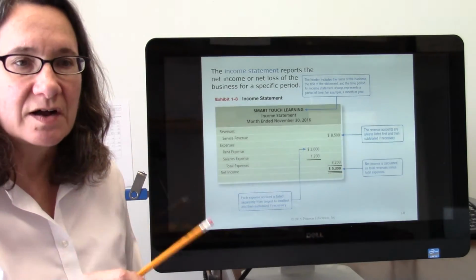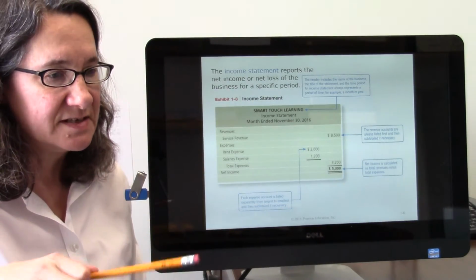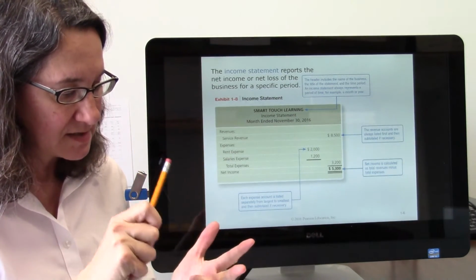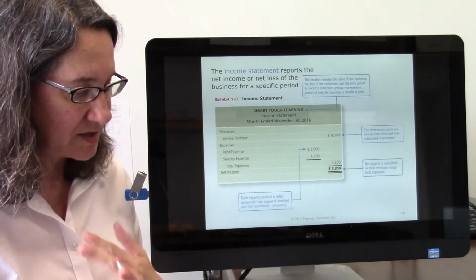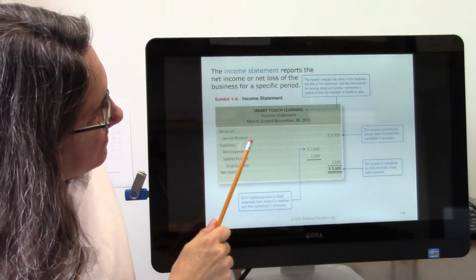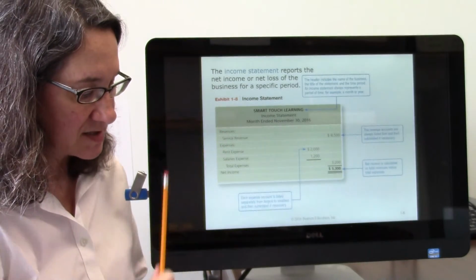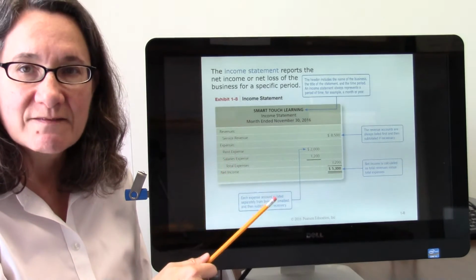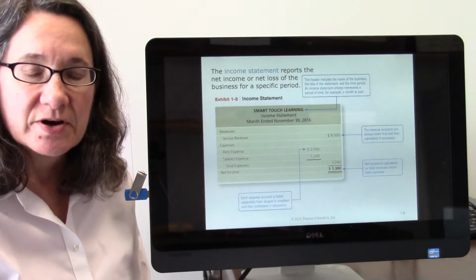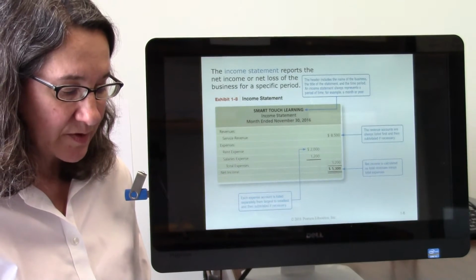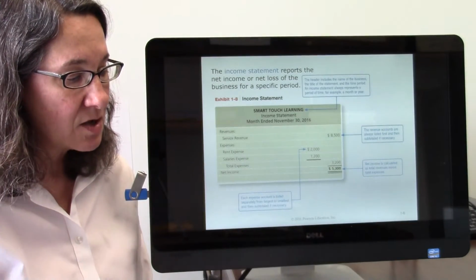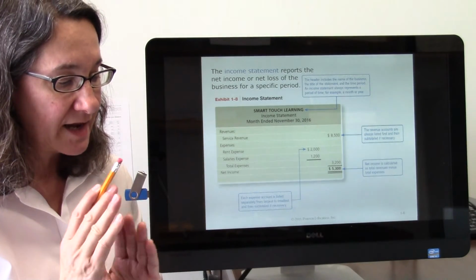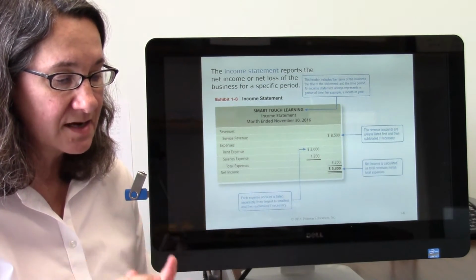So let's go back. We're going to talk about a little more detail on each of these kinds of statements. So we know they're important in order and what they do. Income statement, statement of retained earnings, balance sheet. So the income statement reports the net income or losses. It represents a summary of the business entity's revenues and expenses for a period of time. The income statement tells whether the business generated net income or suffered a net loss.